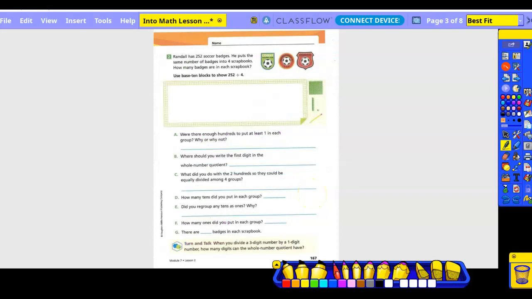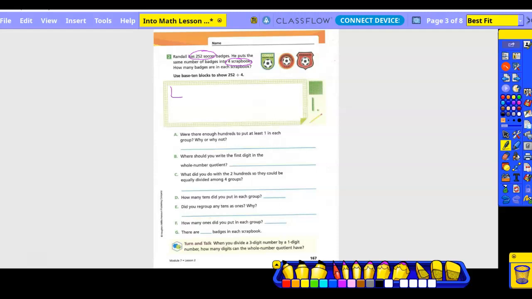Number 2, Randall has 252 soccer badges. He puts the same number of badges into 4 scrapbooks. How many badges are in each scrapbook? So we're going to go ahead and pull out the 252, the 4. So what am I going to do to represent my 252? How am I going to represent that?